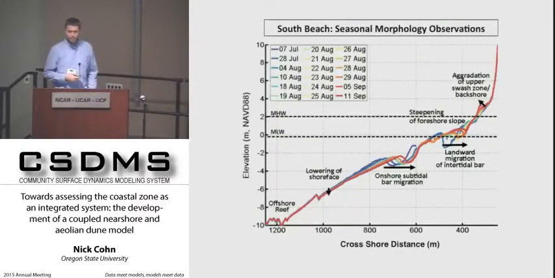So up to this point, I've talked a little bit about why we want to couple these models together, the important processes that are happening on beaches, and also the types of models that we're using to answer these questions. But if you look at this plot, you should also think that this is really a complicated system, and can we actually use models to predict this type of change?